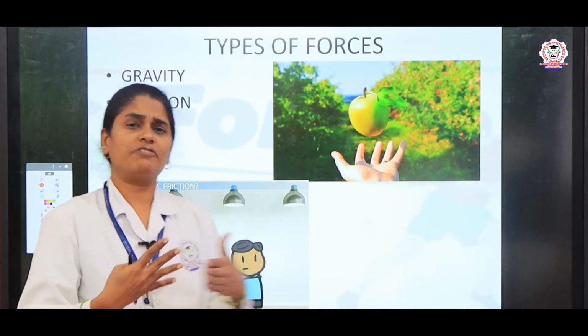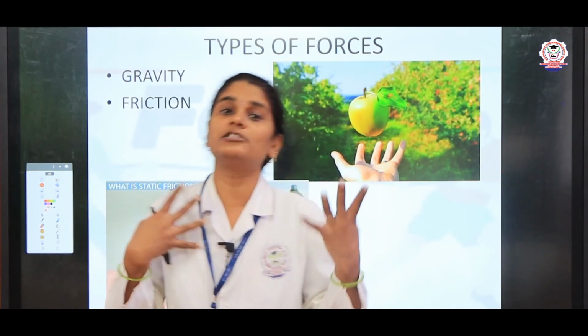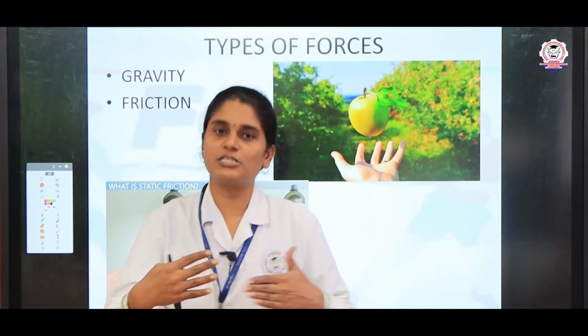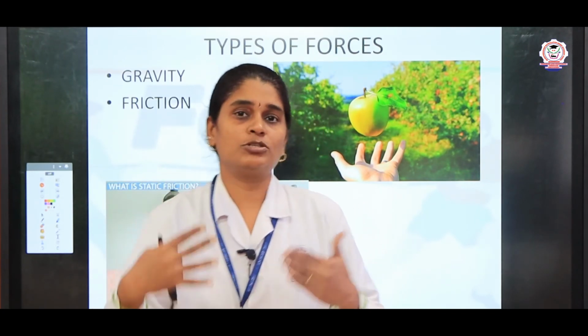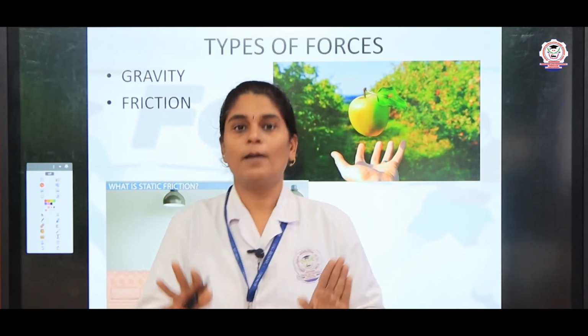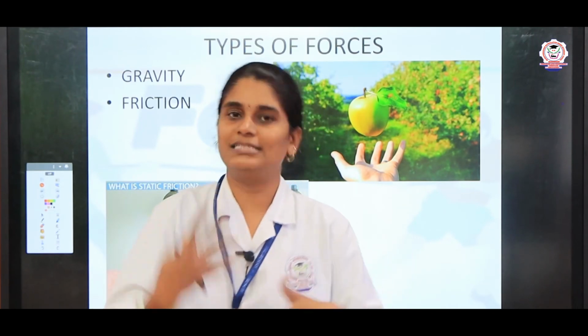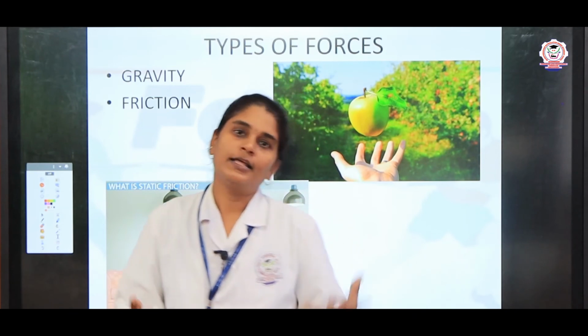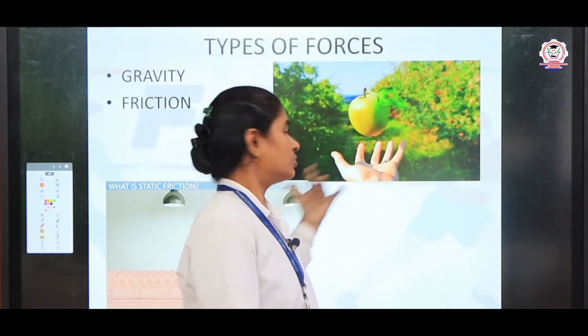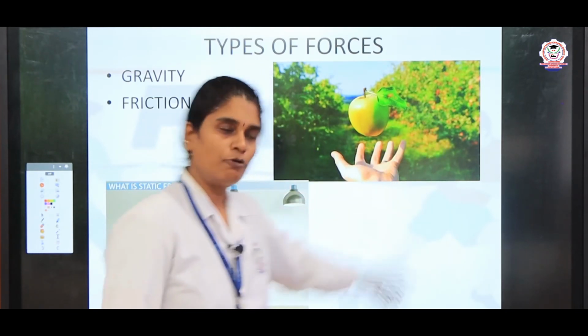Mostly rough surfaces cause more friction than smooth surfaces. Mostly smooth surfaces will not have much friction. So if you walk on a smooth surface, you can easily slip down. But if you walk on a rough surface, you can easily walk, right. So rough surfaces have more friction than smooth surfaces. So these are the two types of forces.